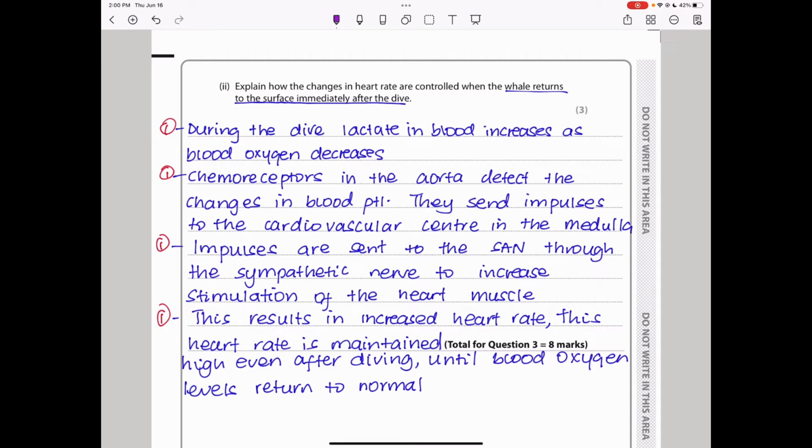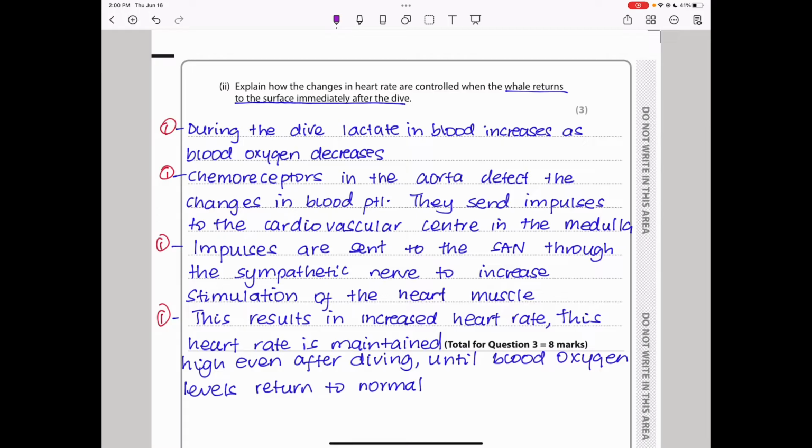So here, explain how the changes in heart rate are controlled when the whale returns to the surface immediately after the dive. This is about controlling the heart rate. Remember, when it's diving, it's using less oxygen. That is why the heart rate is low. However, it's going to produce a lot of lactic acid due to the anaerobic respiration that went on. So as it returns to the surface, its heart rate is going to increase in order to take up more oxygen to break down the lactate in order to remove the excess waste out of the body.